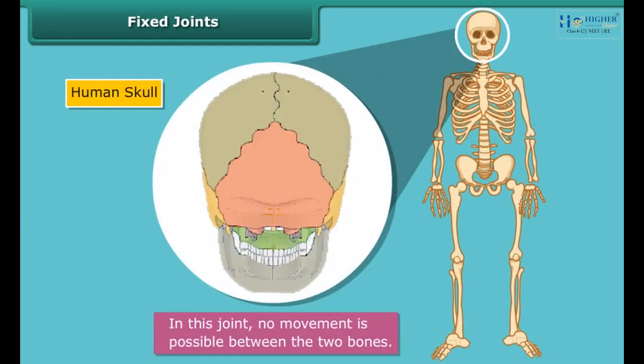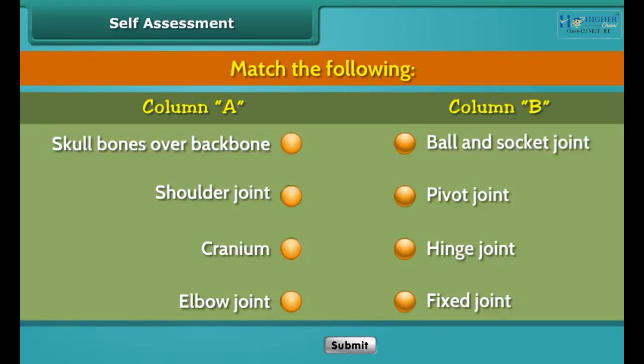Fixed joints. In this joint, no movement is possible between the two bones. The sutures between the bones of the skull are an example of a fixed joint. Self-assessment. Match the following joints to their types of joints.